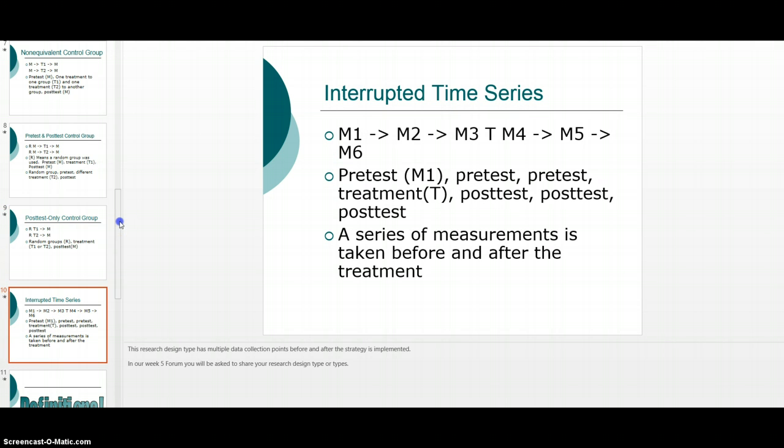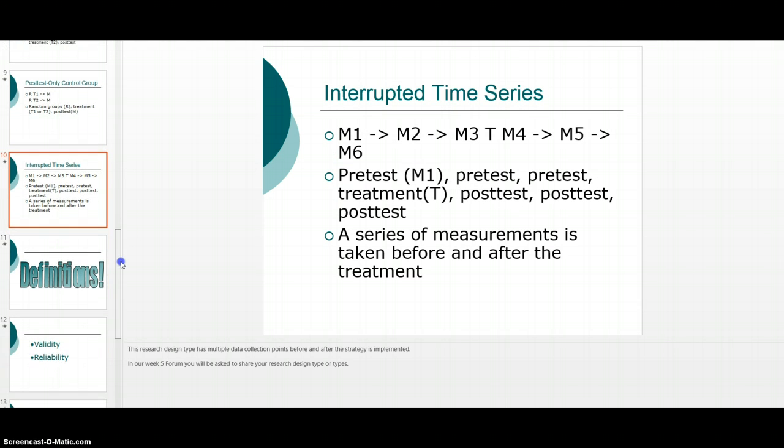Then you have your interrupted time series. This is not used real often. In this one, there's several data collection points before the strategy is implemented, and then there are several data collection points afterwards.